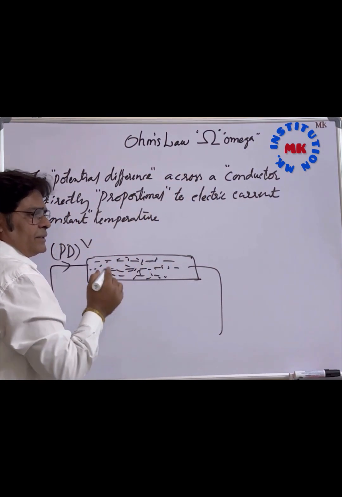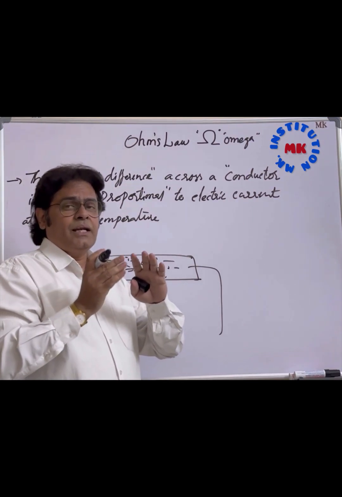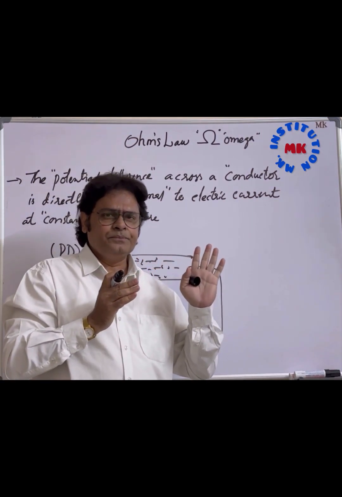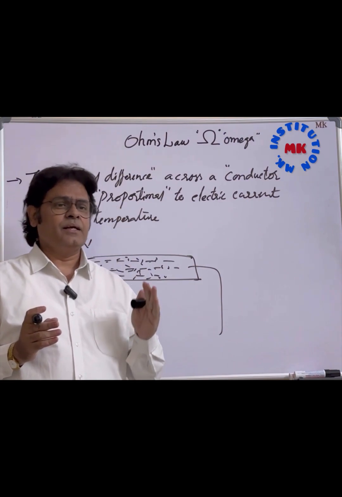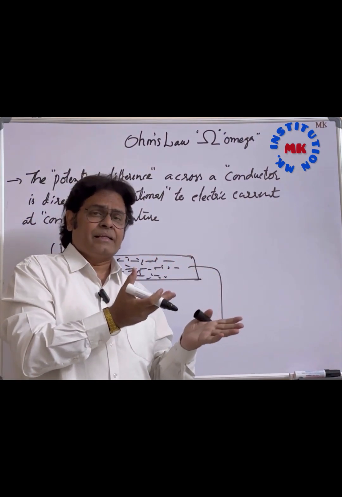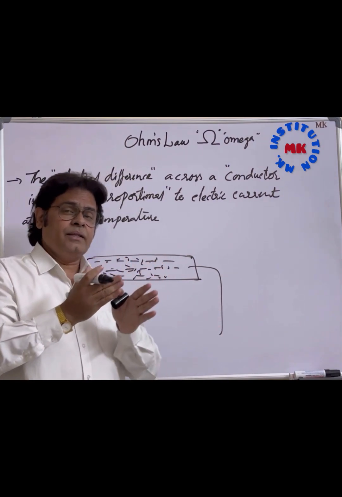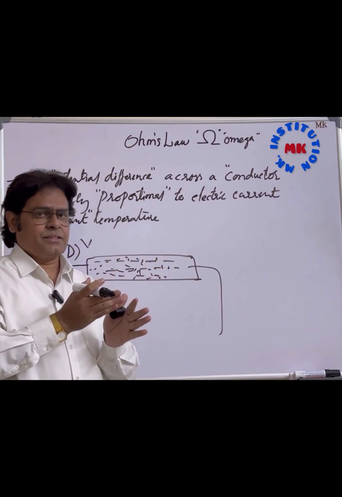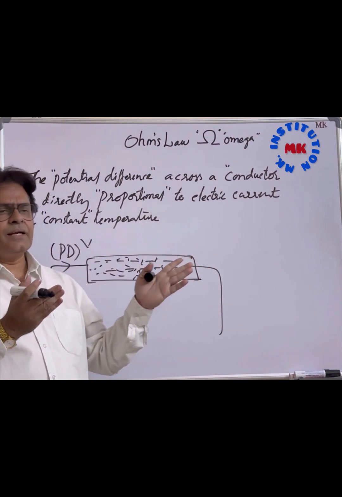What are conductors here? Conductors are those which allow electricity to pass through easily. Many conductors are there, like aluminum, copper, gold, silver. These are all metals, especially metals. They allow current electricity to move easily through them. They are the conductors here.